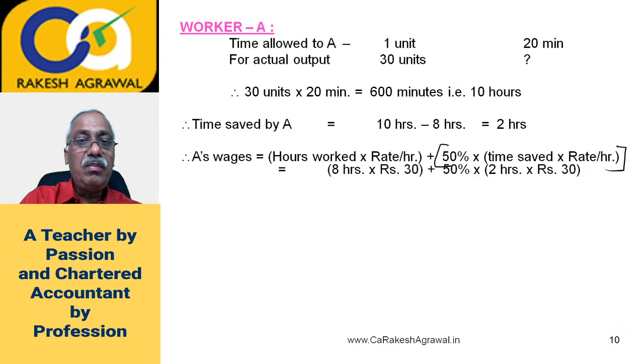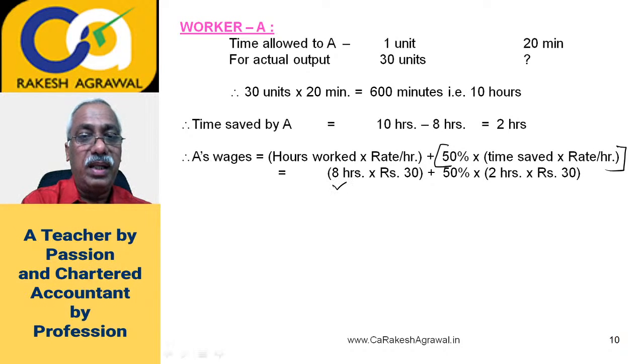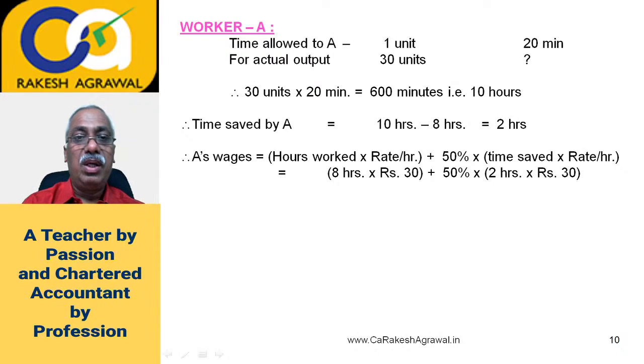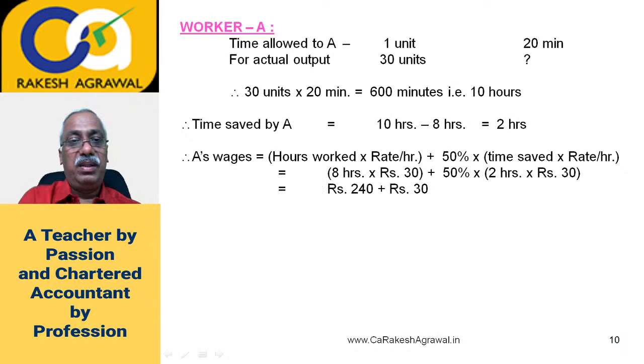So hours worked, that is actual hours worked, are 8 into 30 rupees per hour. This is your time rate wages, and 50% of 2 hours into 30 rupees. 2 hours into 30 is 60 rupees. 60 rupees into 50% is 30 rupees. That is, 30 rupees is the bonus. So basic wages, that is time wages, 240 plus 30 rupees bonus, and the worker will get rupees 270. That is worker A's wages.